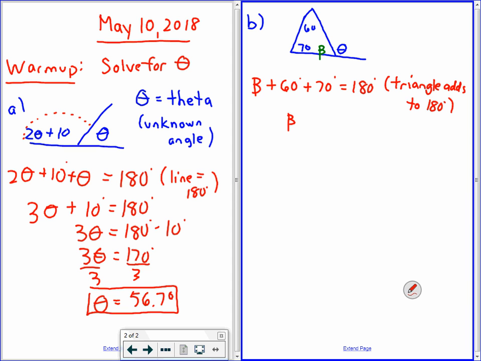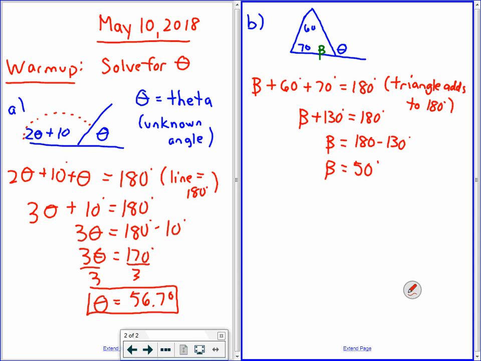130, good. So beta plus 130 equals 180. Pretend that was x plus 130 equals 180. How do you get rid of the 130? On the other side. Okay, make a negative. So beta is going to be 180 minus 130. So beta is 50 degrees.